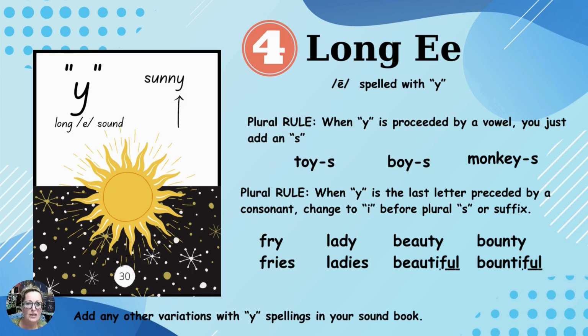Now, with beauty and bounty, in order to make beautiful and bountiful, because the Y is preceded by a consonant, that's how we know we drop the Y, turn it into an I, and then we add our suffix, in this case, full, F-U-L. So that's a little extra on the sound card there.